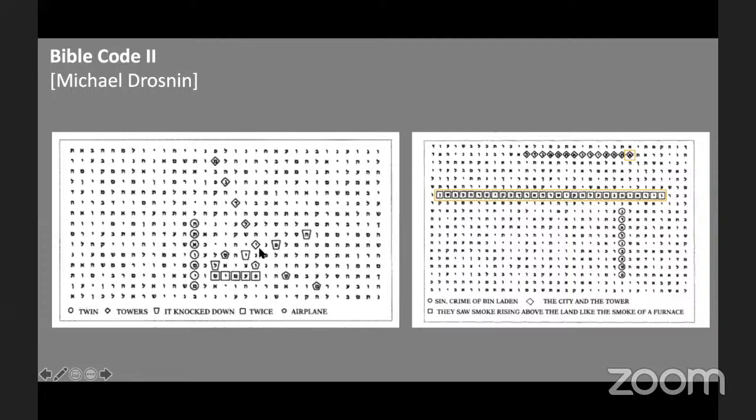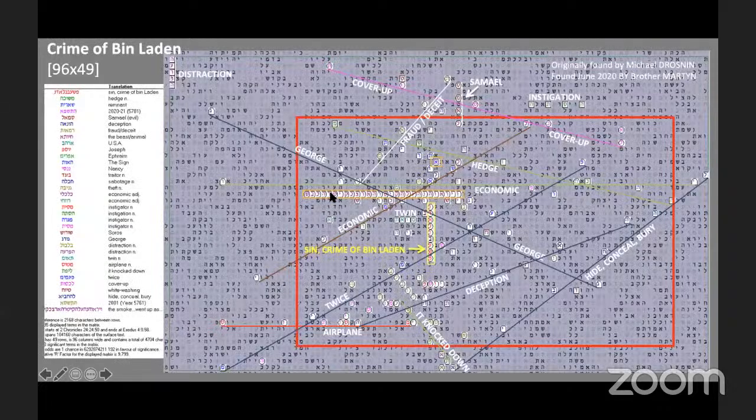So this is a different table, but you can tell where the table is centered because in the plain scripture is this phrase, they saw smoke rising above the land like a smoke of a furnace. And that is this table. So this is, they saw smoke rising above the land like a furnace. And here's sin, the crime of bin Laden. When you zoom into this table, this was the one originally found by Drosnin, and then I looked at it again in June.